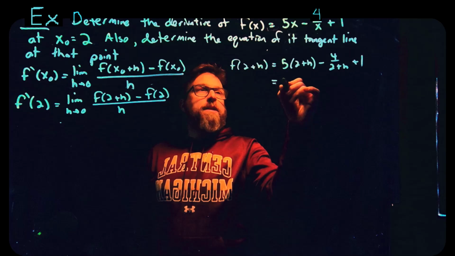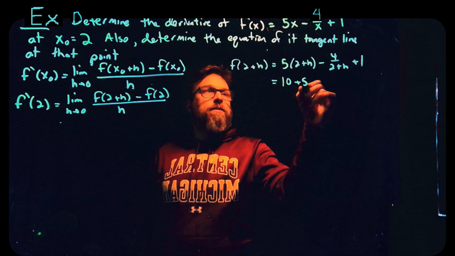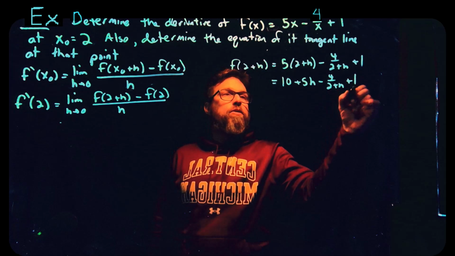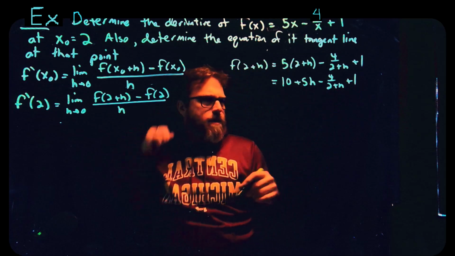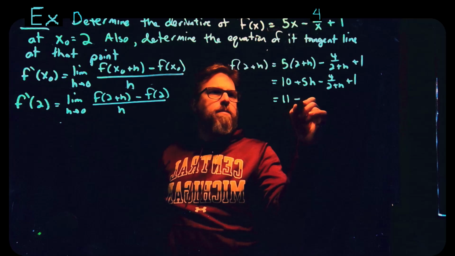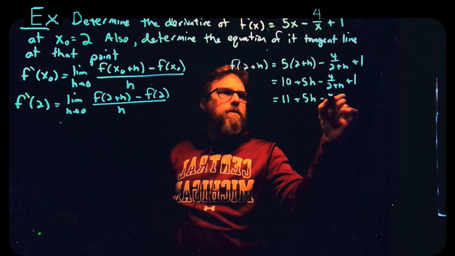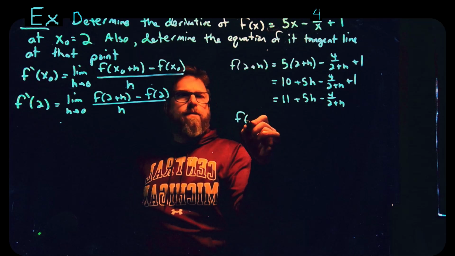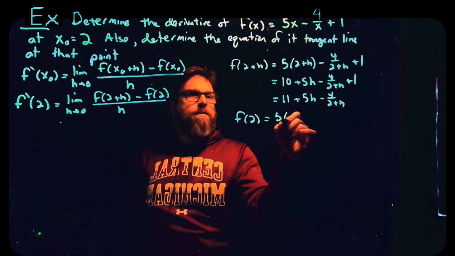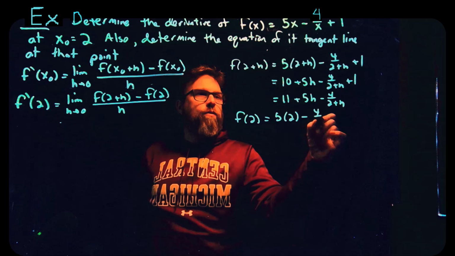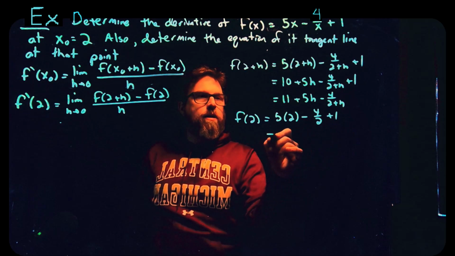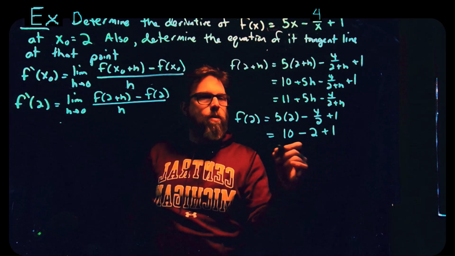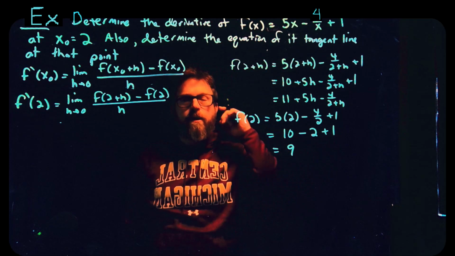So simplifying this is going to be (10 + 5h - 4)/(2 + h) + 1. And I'll combine the 10 and the 1 to give us (11 + 5h - 4)/(2 + h). And then we'll also do f of 2. So this is (5 times 2 - 4)/(2 + 1). So this will be (10 - 2)... plus 1. So we got 9. Okay.